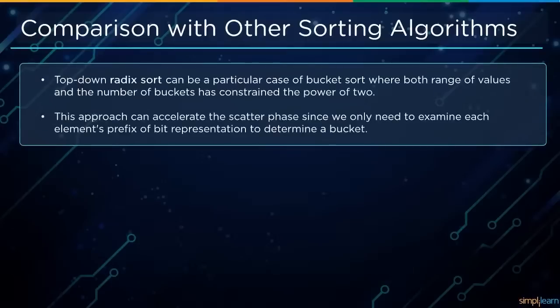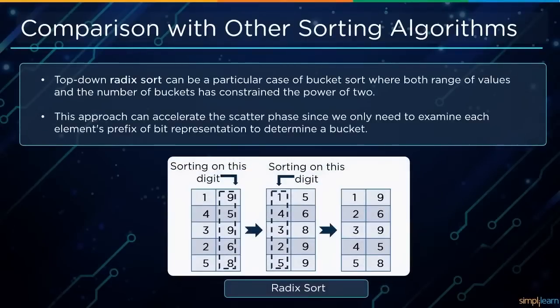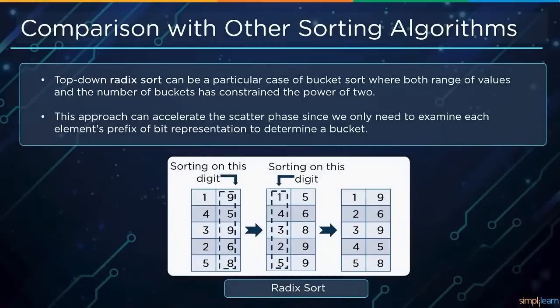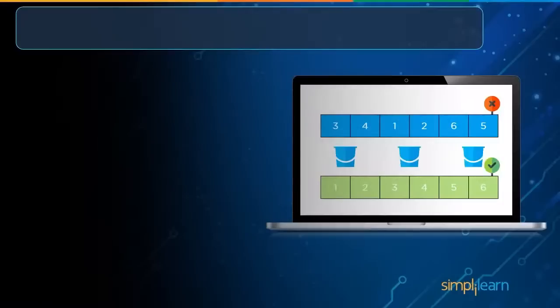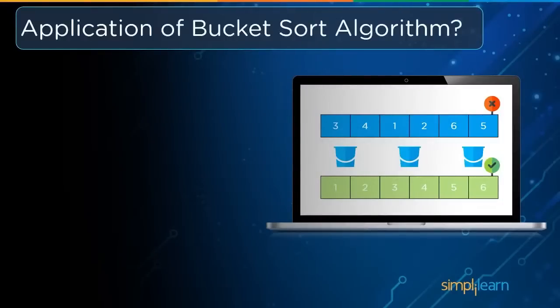Lastly, we have one more sorting algorithm for comparison, that is radix sort. Top-down radix sort can be a particular case of bucket sort where both the range of values and the number of buckets are powers of 2. This approach can accelerate the scatter phase, since we only need to examine each element's prefix of bit representation to determine its bucket. At last, we have one more topic to learn, that is the applications of the bucket sort algorithm.